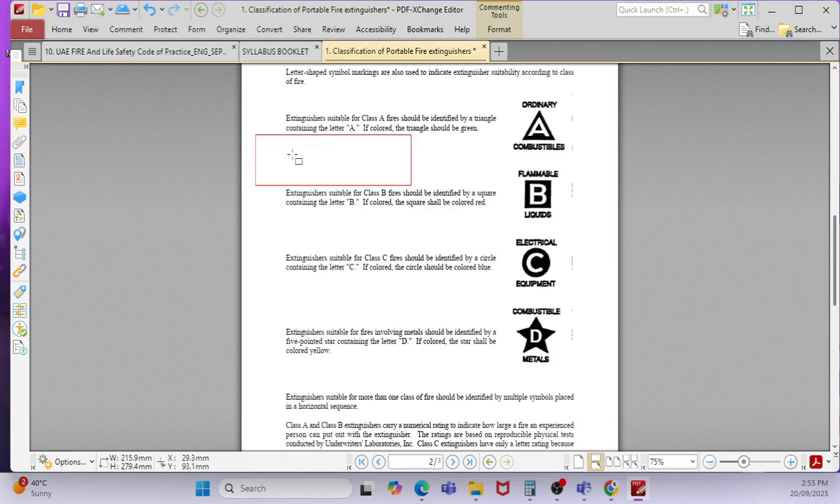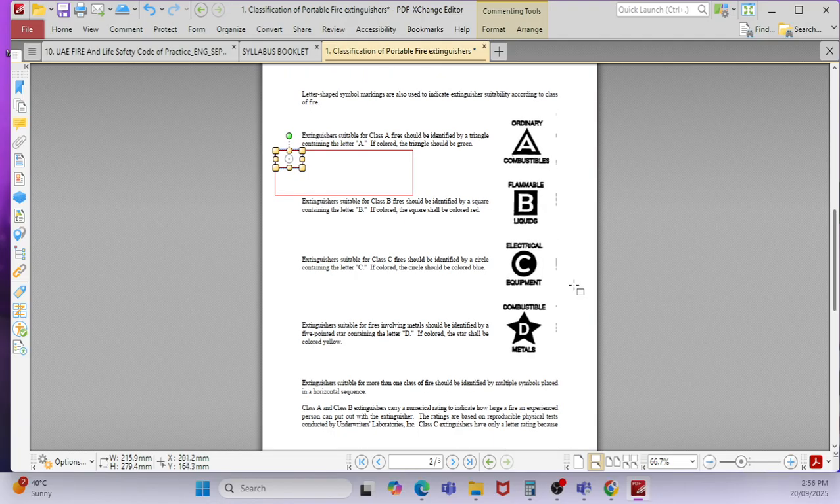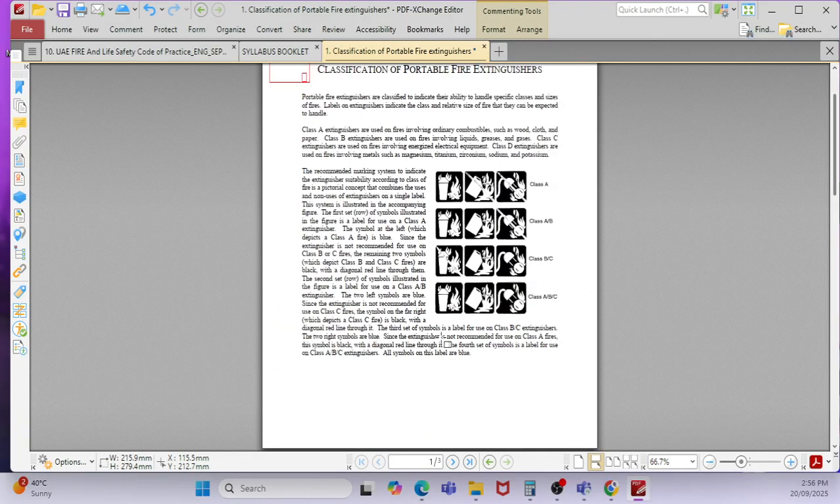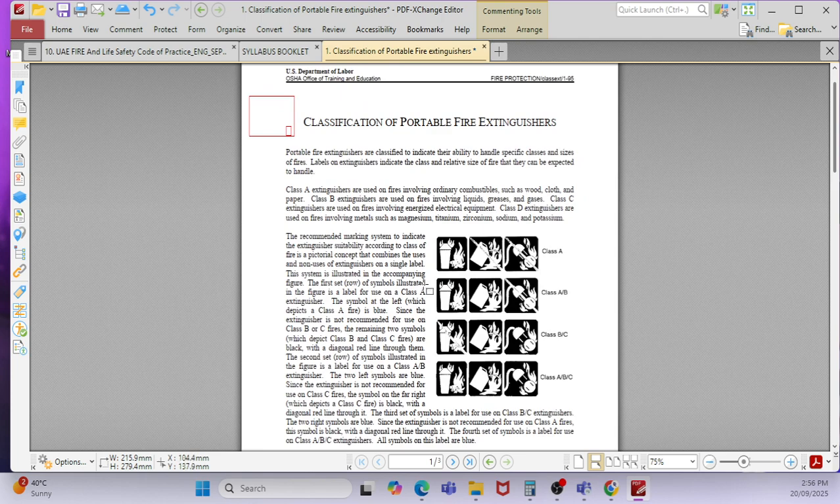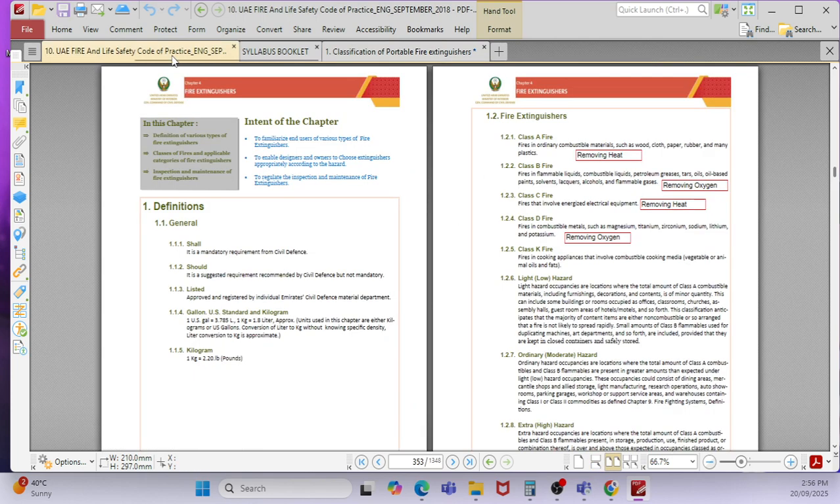Say for example you have a kitchen. The kitchen is related to oil sometimes, right? In that application you may use class B liquids, class B fire extinguisher. Class B is used for oils and greases, right? Understand class K. If I go to the UAE fire code, class K fire is a cooking appliance fire that involves combustible cooking media. So class K fire you will use for the kitchen.